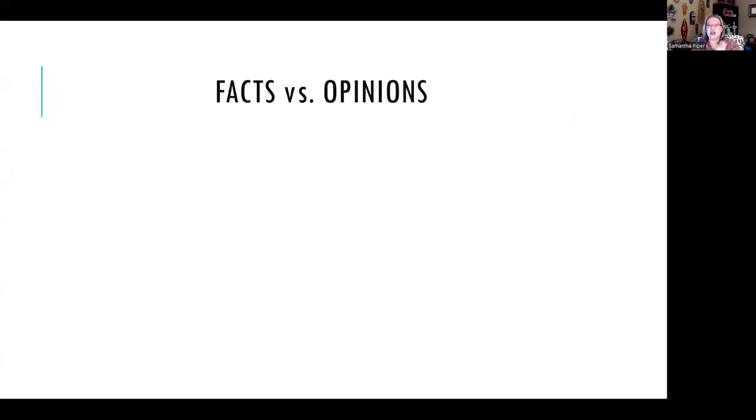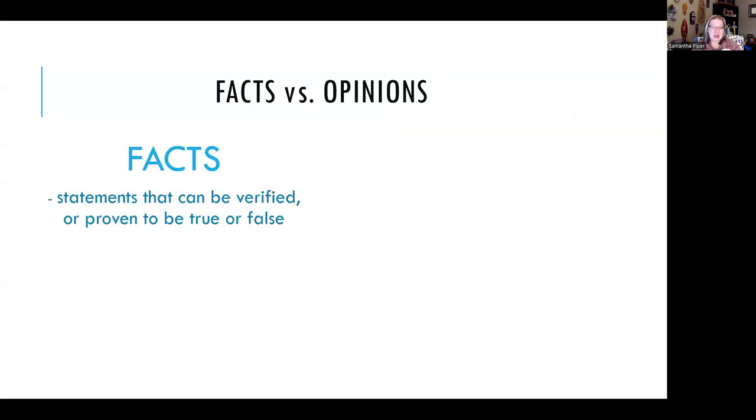So that leads us into a conversation about facts and opinions. What does that mean and how does that work? A fact is a statement that we can verify, not necessarily proven to be true or false, but something that can be verified. Sometimes we might see something as true or false as well, so we've got to go a little bit further. We've got to see where the evidence lies.